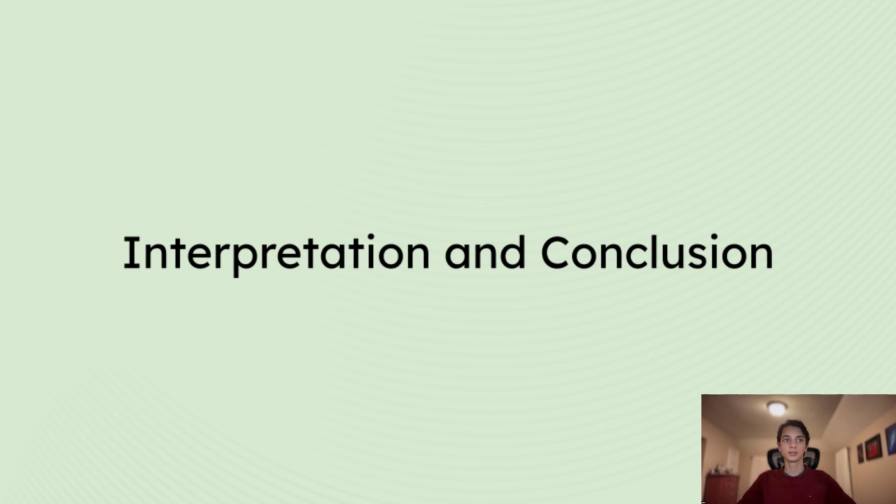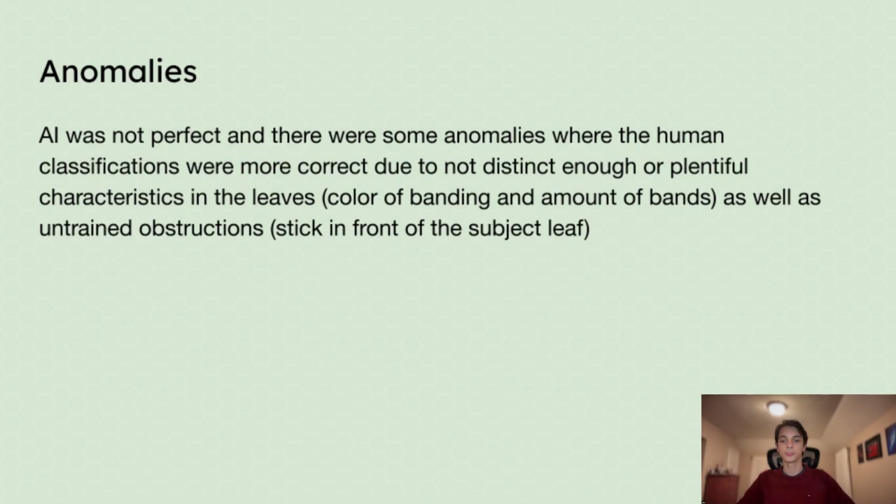So moving on to my interpretation and conclusion. Through my results, I found some anomalies with the AI where it was not perfect and the human classifications were more correct. Some of these anomalies were when the image of the leaf did not have distinct enough or plentiful enough characteristics, like the color of the banding was not dark enough compared to the leaf, and also when there was a low number of bands, as well as when there were obstructions on top of the leaf, like a stick in front of the subject leaf.